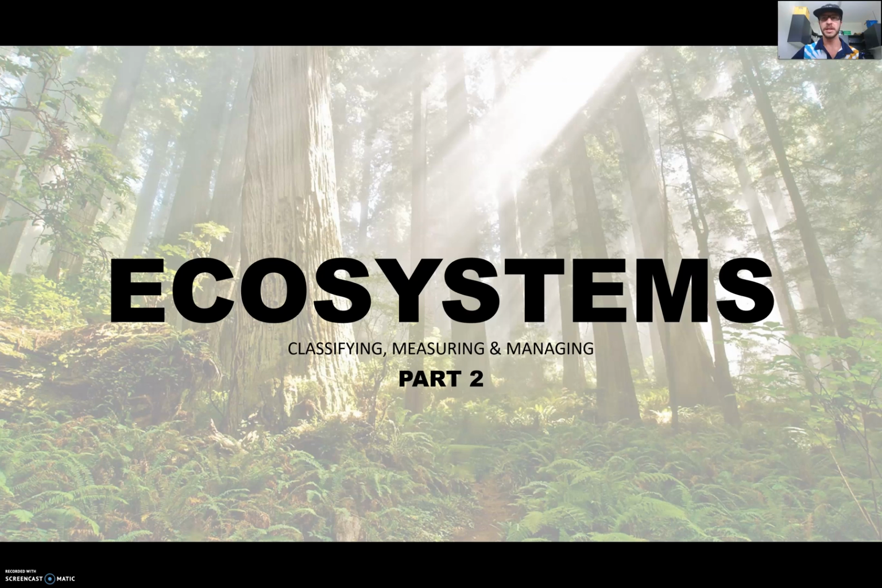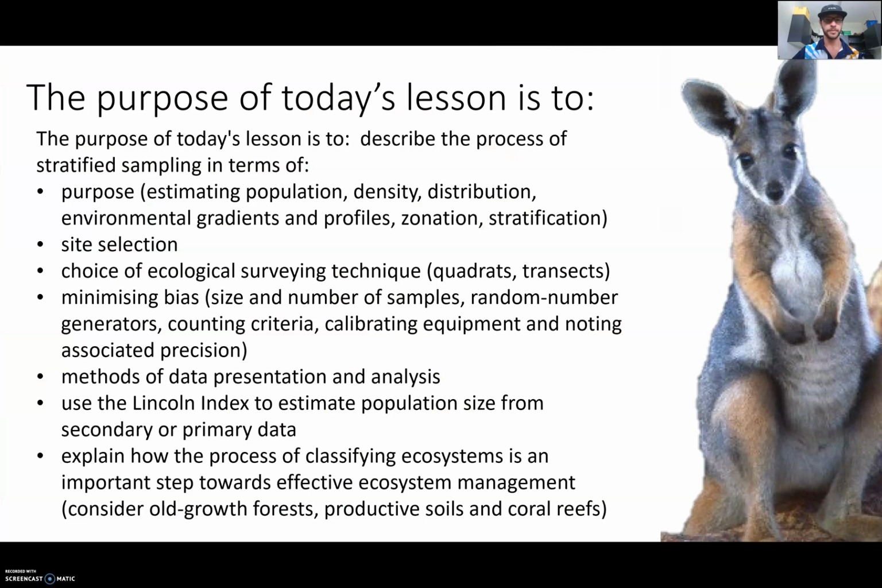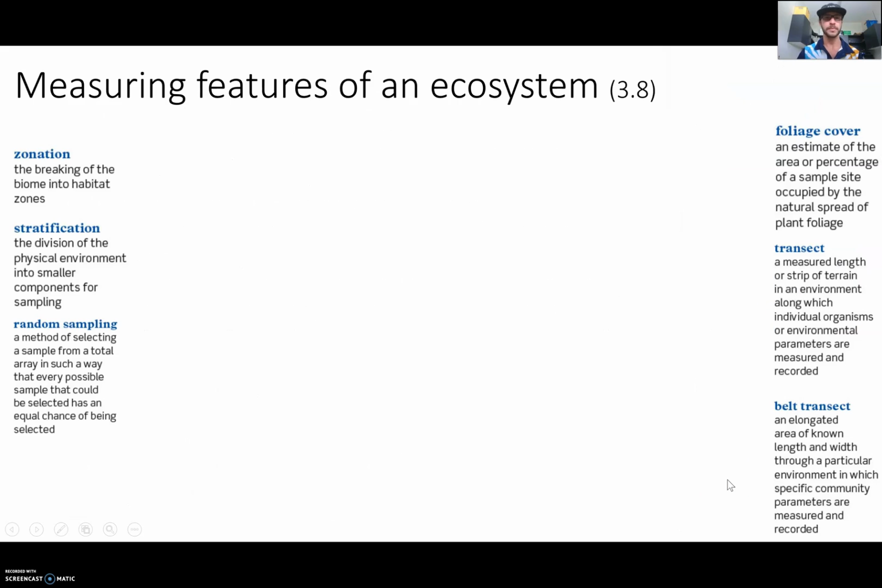Today's topic is on ecosystems part 2. We're going to look at stratified sampling today. The purpose of it, the equipment or technique used, the method and how we gather data, how we interpret that data, and why we do this all in the first place. And it's to in turn be able to classify and better manage our ecosystems. Going to look at forests, soils, and reefs as well.